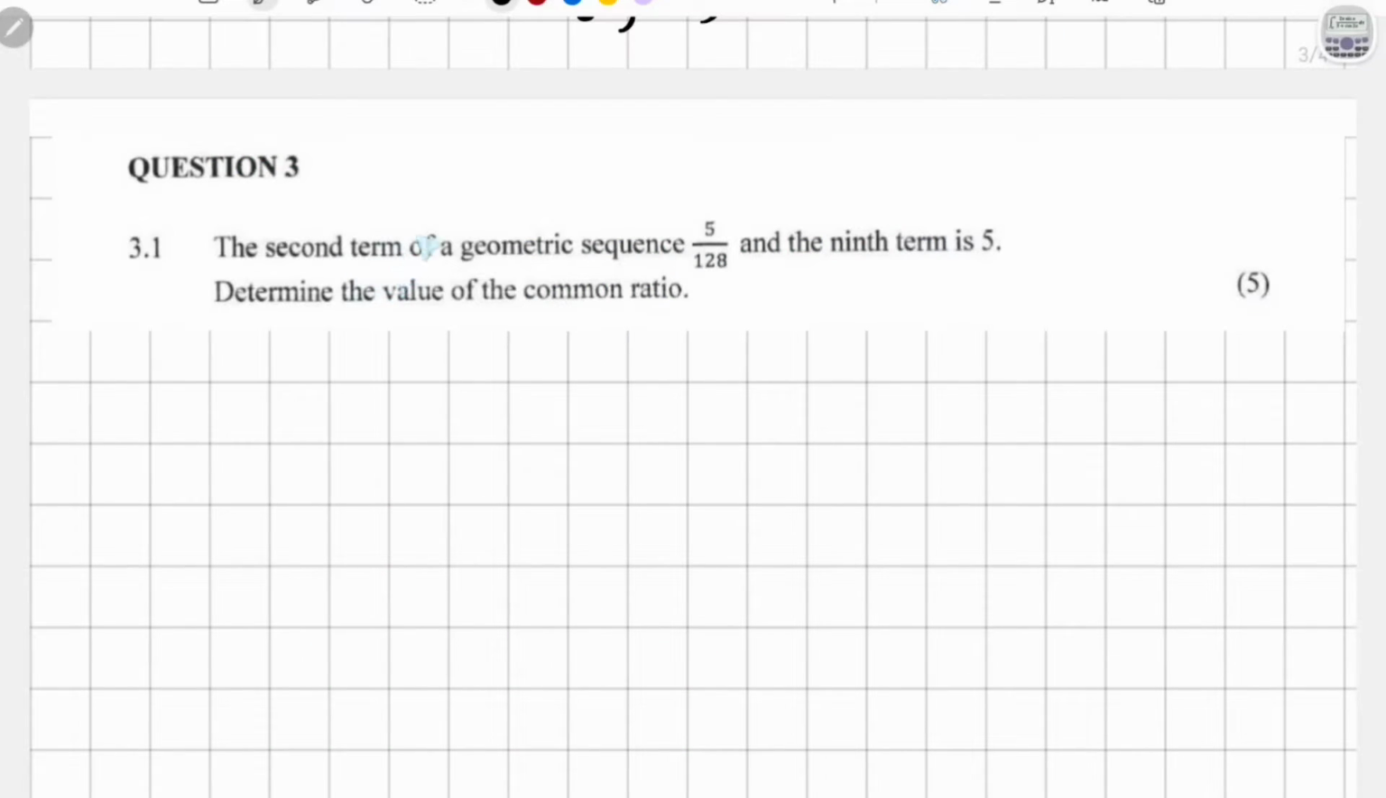3.1 says the second term of a geometric sequence is 5 over 128, and then the ninth term is 5. And we need to determine the value of the common ratio. Okay, so let's write down what they gave us. They told us the second term, so that is term 2. That is 5 over 128. And they told us that the ninth term, which is term 9, is 5.